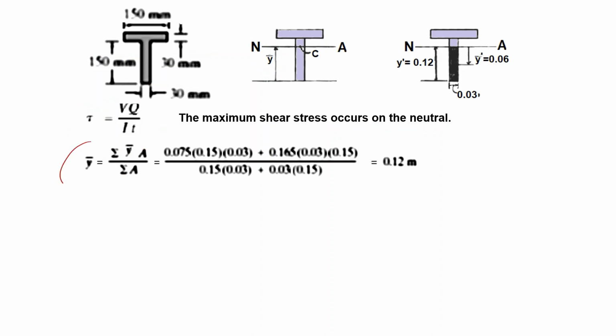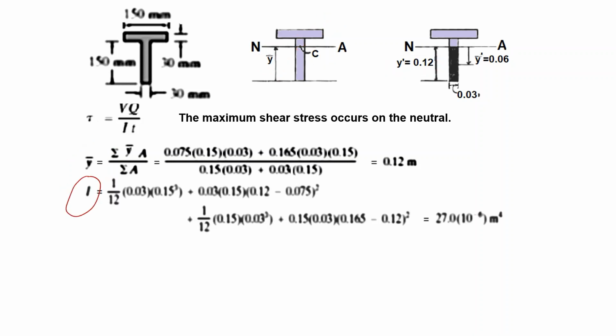Okay, y bar is given with this formula, and here the position of the centroid is determined by this dimension, and here I have 2 areas. If you do the calculation, you can find that y bar is 0.12. We will not go into detail of the centroid calculation.